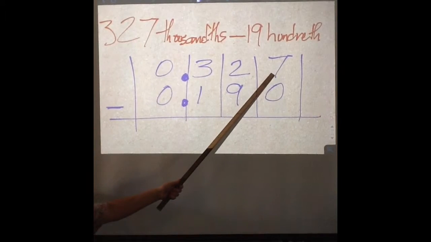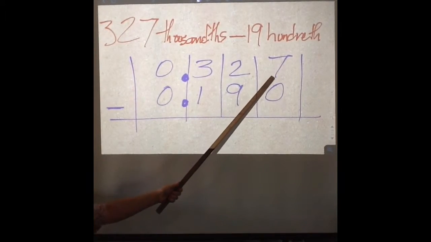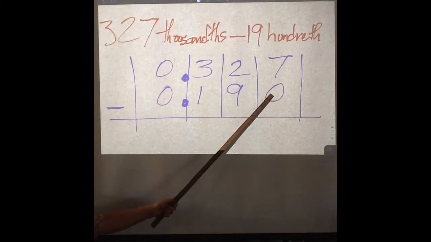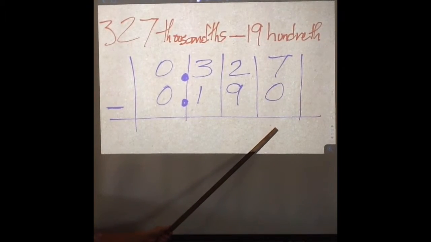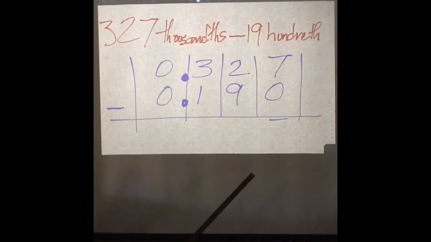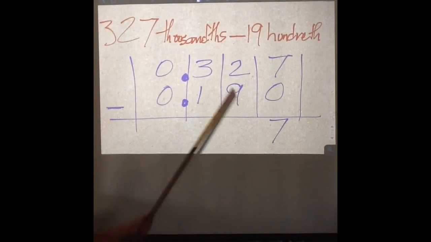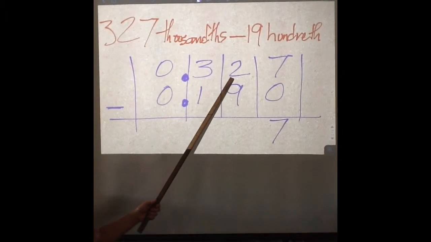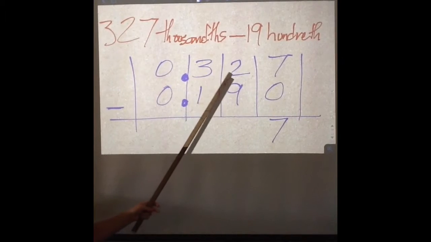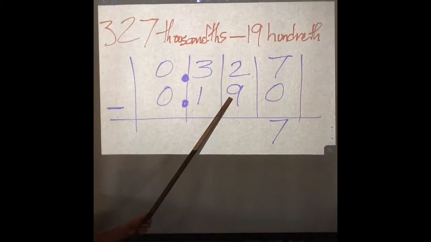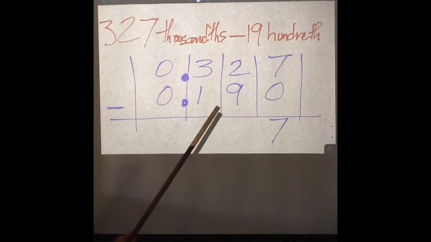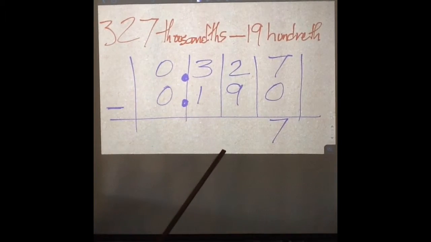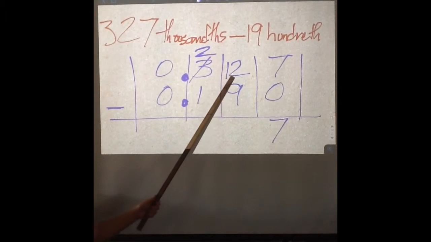Now, I would say hold up 7 fingers, and we're going to take 0 away. That means we're going to have how many fingers? 7. We still have 7, right? Now the next part, hold up 2 fingers. I'm going to take 9 fingers away. Can I do it? No. Oh no. What do I have to do? To borrow. I have to borrow from the 3. That becomes a 2, and this becomes a 12.